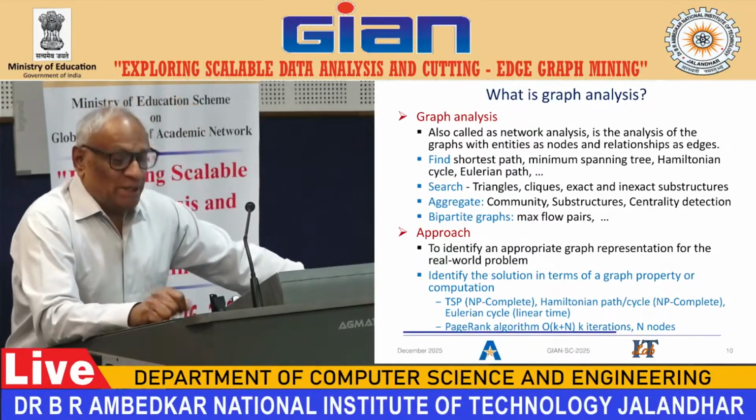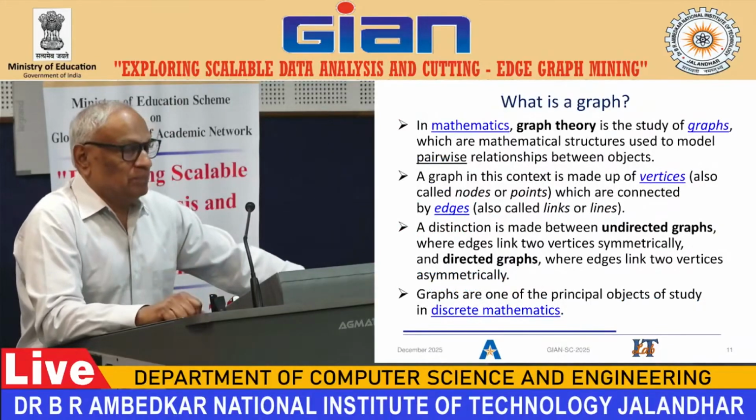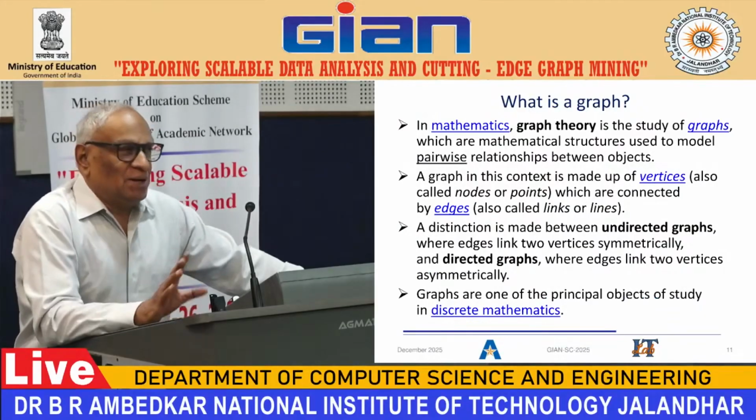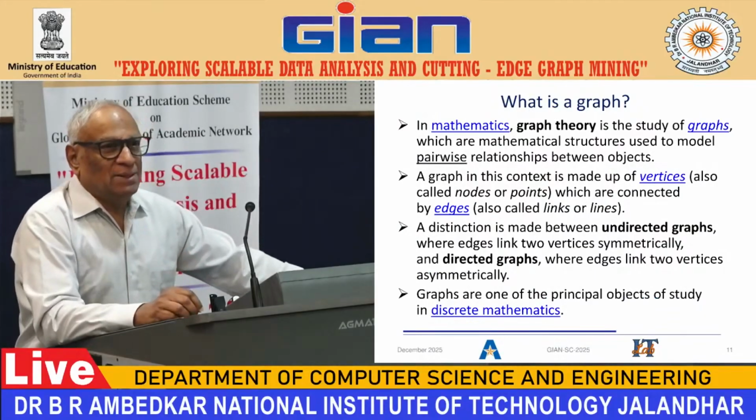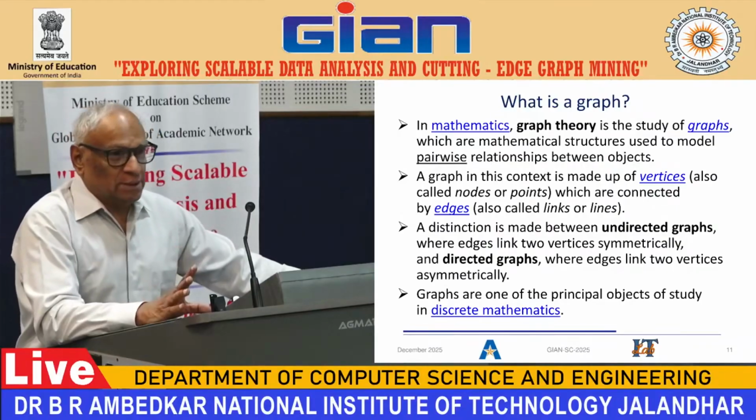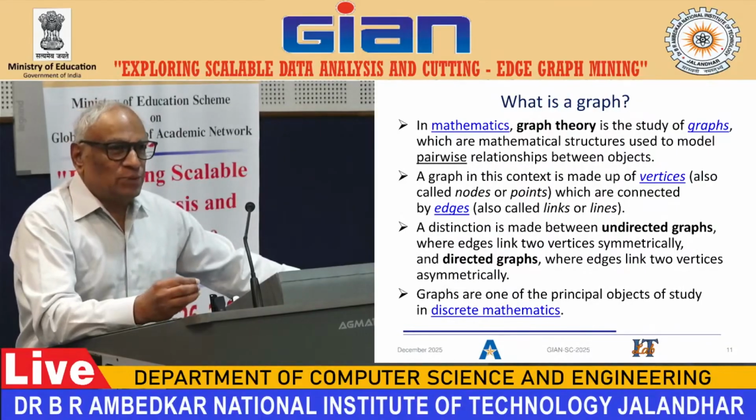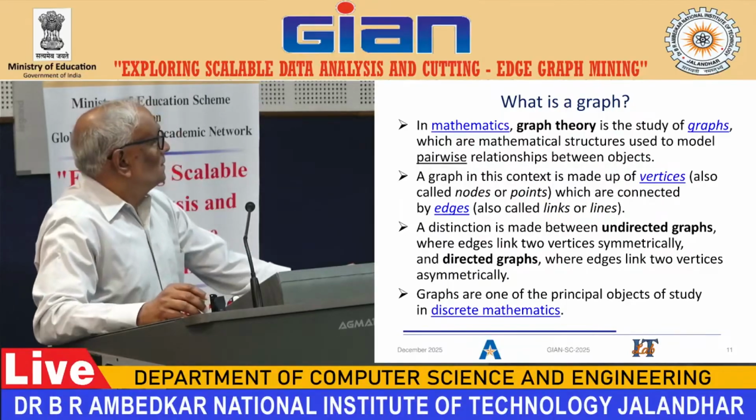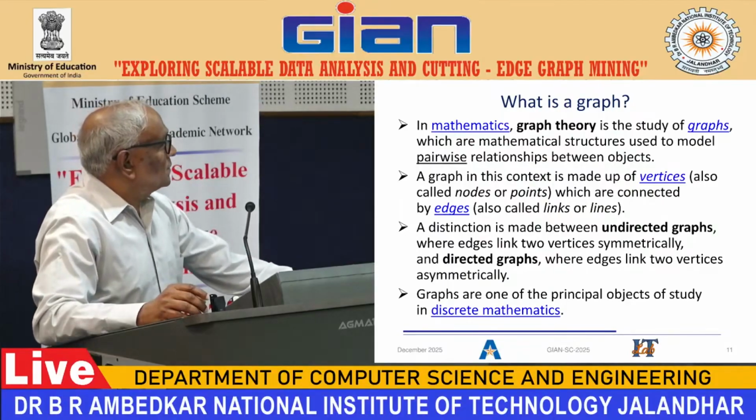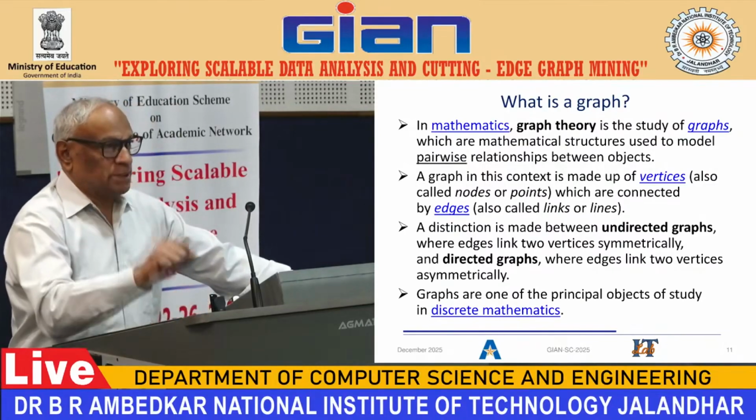So, what is a graph? We have understood what a graph is informally, but mathematicians are not happy with informal things. They want very precise definitions of everything because they want to prove things, not just approximately say something. So that's very important to understand. In mathematics, graph theory is the study of graphs, which are mathematical structures used to model pairwise relationships between objects. Pairwise means these relations are between two objects.